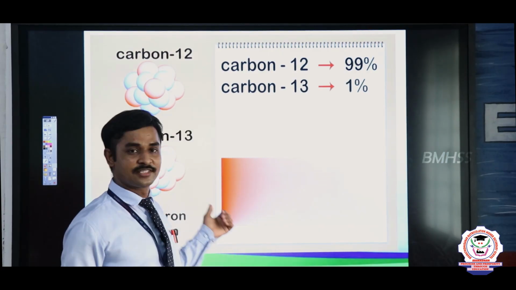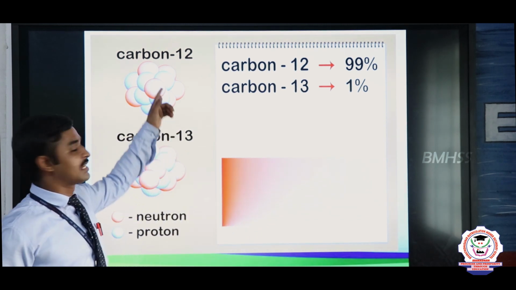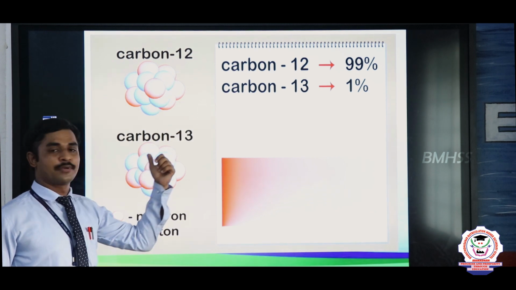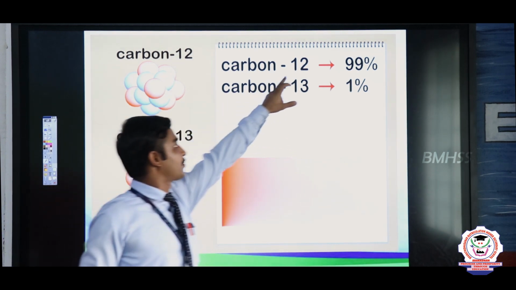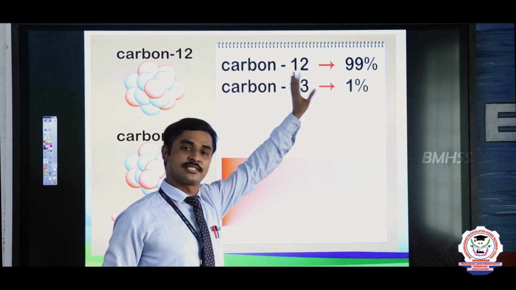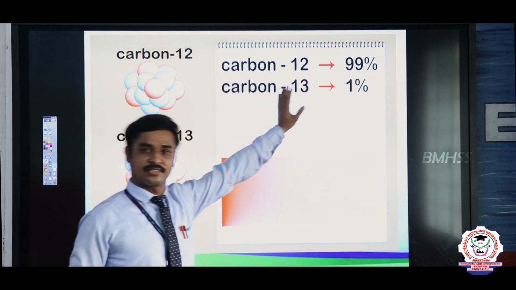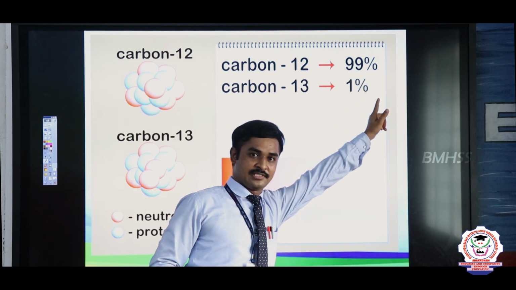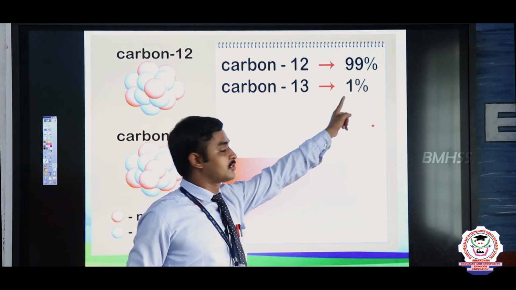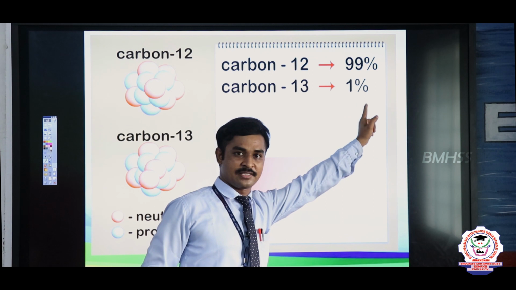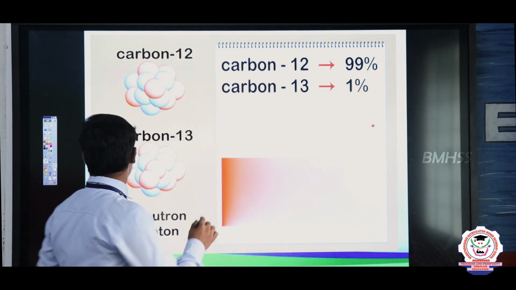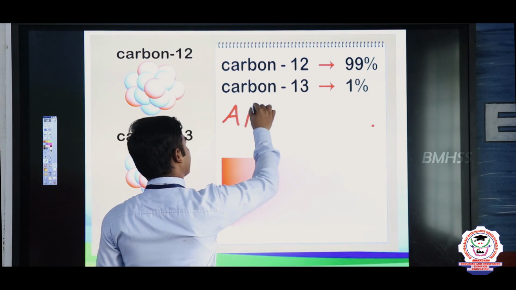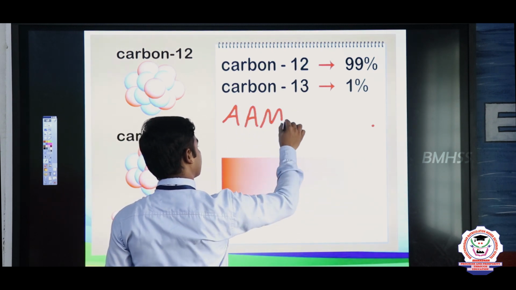Here is an example. This example contains two isotopes of carbon: carbon 12 and carbon 13. The mass of carbon 12 is 12, the same number, and the mass of carbon 13 is 13. The percentage abundance of carbon 12 is 99 percent, and the percentage abundance of carbon 13 is 1 percent. Now we calculate the average atomic mass for carbon 12 and 13.